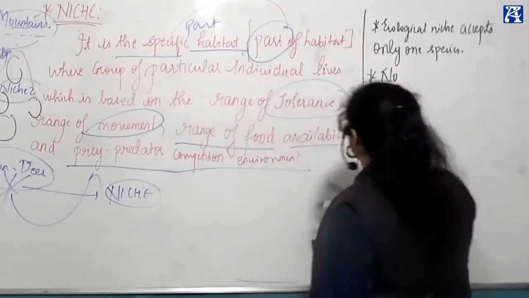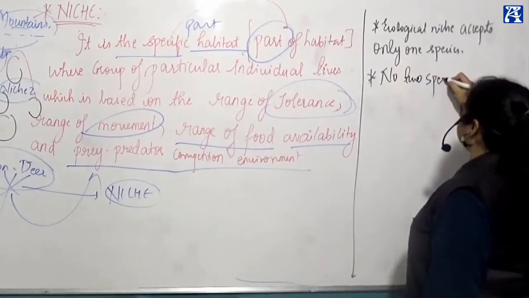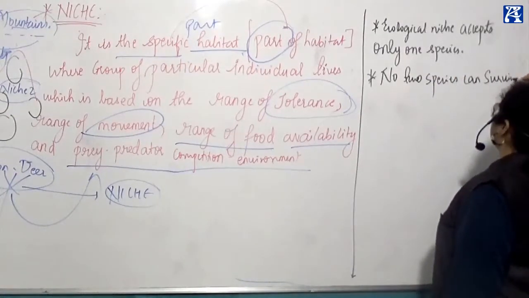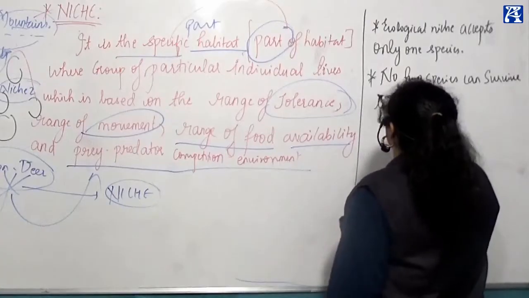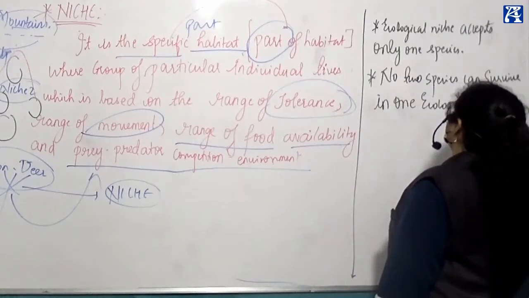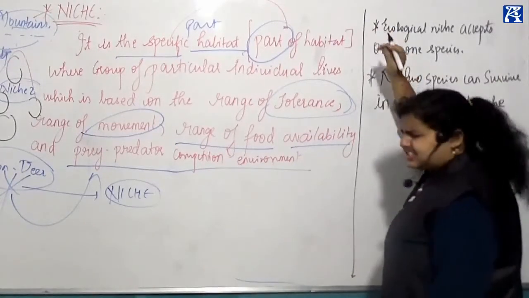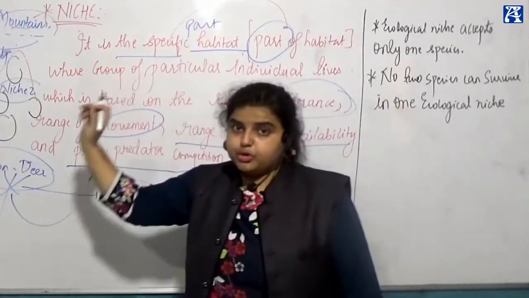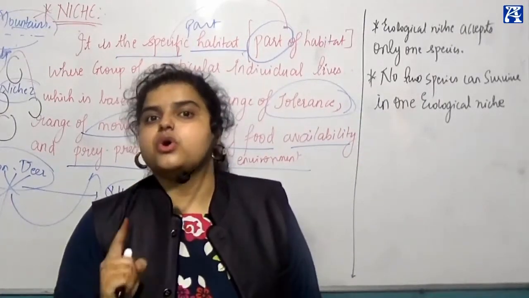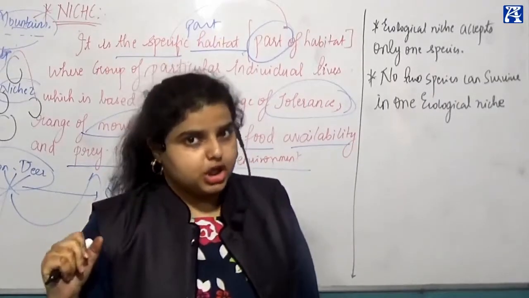This is what it is. So no two species can survive in one ecological niche. Clear? These two points are very, very important. An ecological niche is always for only one species. No two species can survive in one ecological niche.